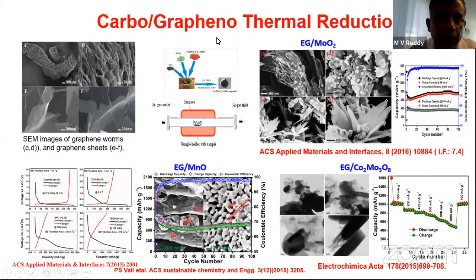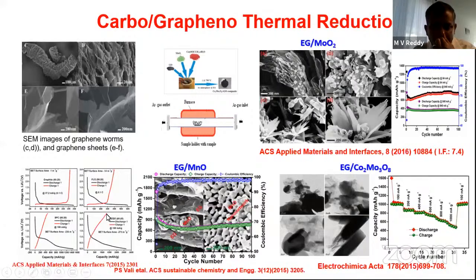Another thing is carbon. It's early work we started with carbon. If you use carbon, we call it the carbothermal reduction method. If you use reduced graphene oxide, we can call it graphenothermal reduction. The advantage of this technique is that, as a consequence, we can do graphene coating as well as some exfoliation, and conductivity will improve. We've also explored various types of graphite, RGO and graphene samples.